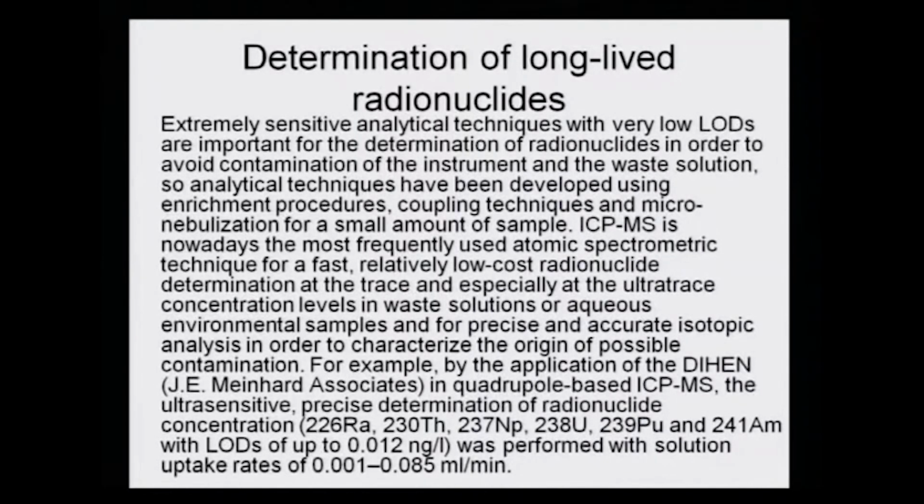For example, by the application of DIHEN, that is Amenhide Associates method, in quadrupole based ICP-MS, it was possible to analyze these. Now, DIHEN method is based on the co-worker's name, and they have used a quadrupole based ICP-MS spectrometry. The ultra sensitive precise determination of the radionuclide concentration of 226 Ra, 230 thorium, 237 Np, 238 uranium, 239 Pu and 241 Am with very low limits of detection up to almost 0.012 nanogram per liter was performed with solution uptake rates of 0.001 to 0.085 ml per minute.